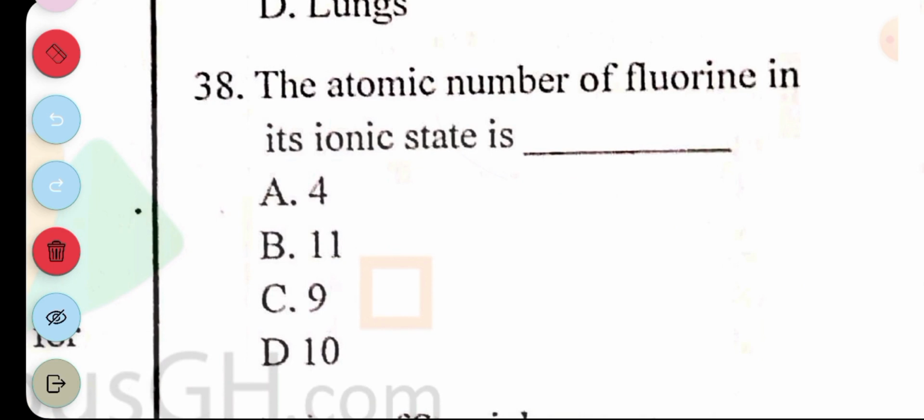38. The atomic number of fluorine in its ionic state is A. 4. B. 11. C. 9. D. 10. Now, this question, the ionic state of fluorine has nothing to do with the atomic number because atomic number is the same as what? Proton number. Proton number does not change. If you are looking at ionic state, you're actually looking at change in the number of electrons. Since you are being asked for the number of protons, ionic state has nothing to do with the atomic number. Fluorine is the ninth element. So since the ninth element, it still holds. So the answer is C, 9.